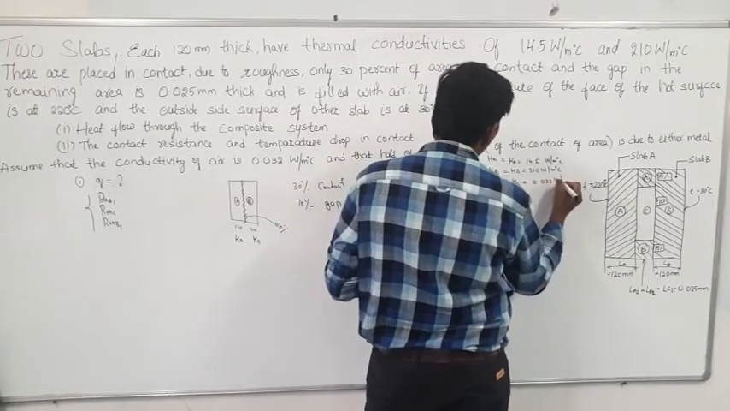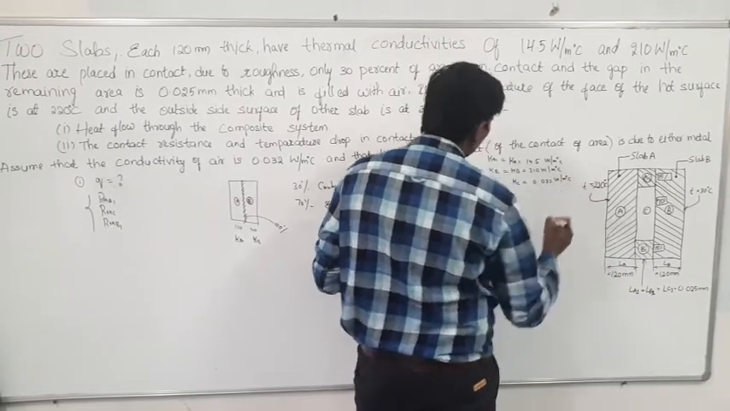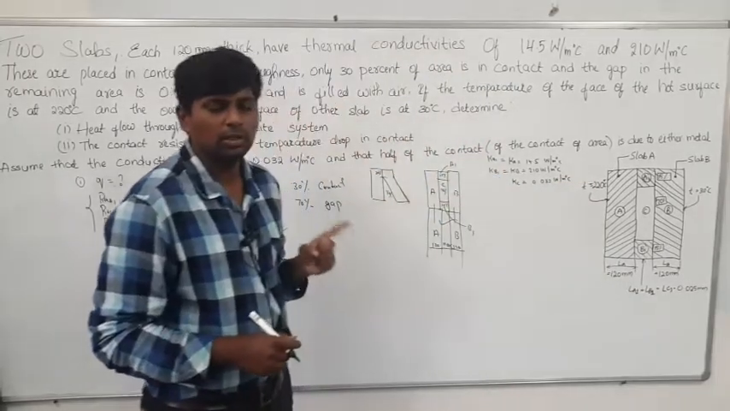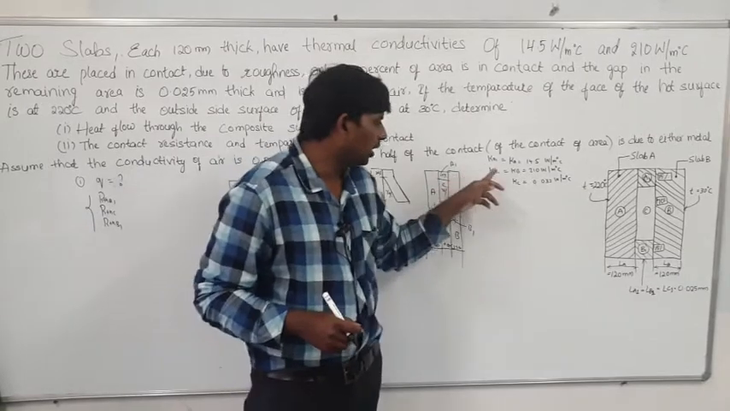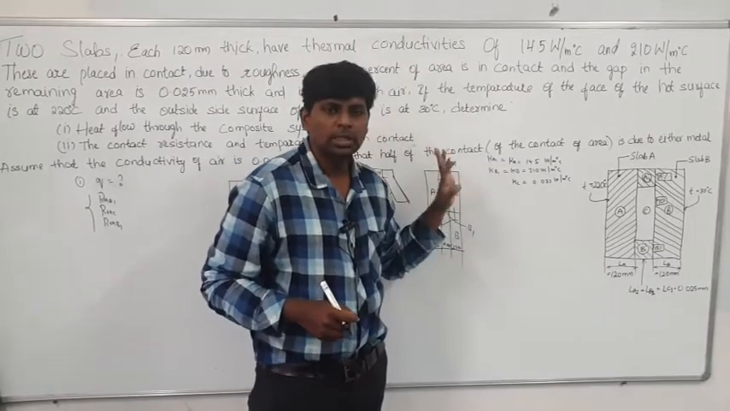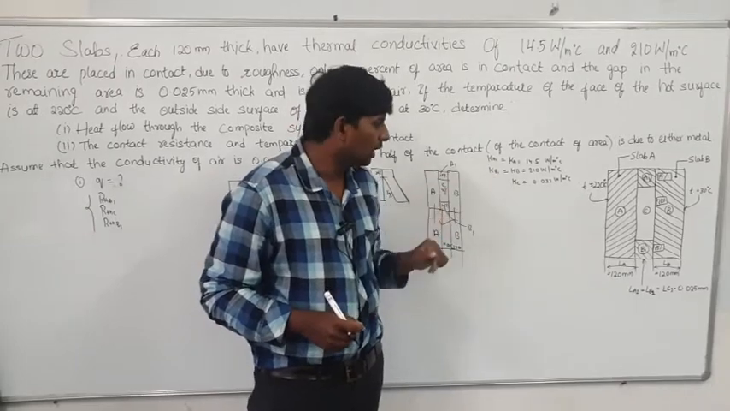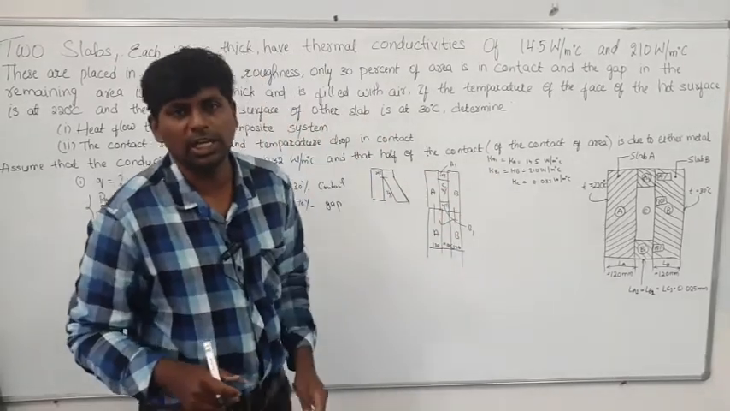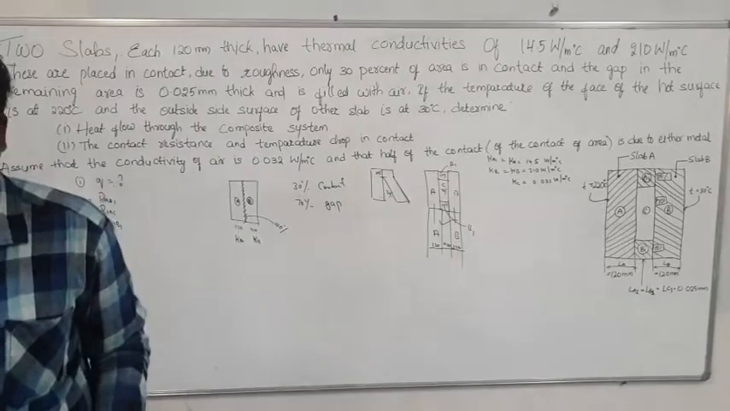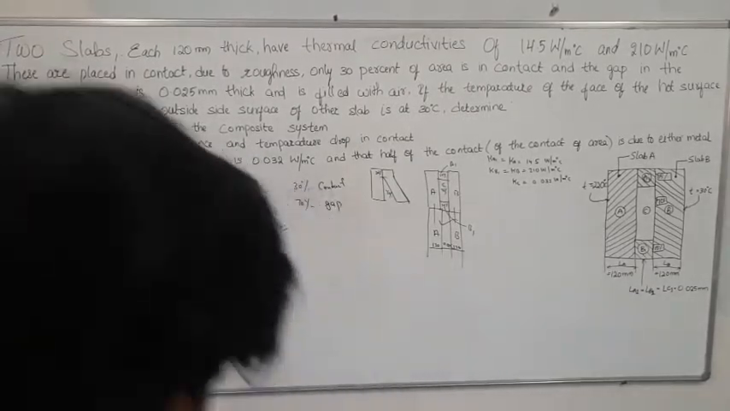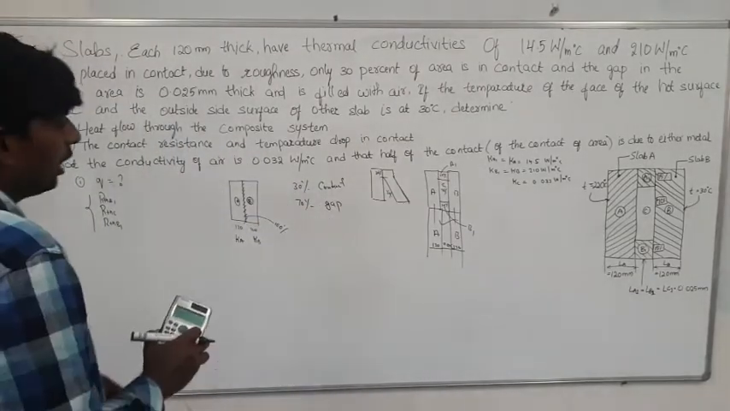0.032 watt per meter degree centigrade. Now you have got the values of Ka, Kb, Ka1, Kb1 and Kc. These five values you got: 1, 2, 3, 4, 5. Next you have to find the values of La, Lb, Lc and Ld.